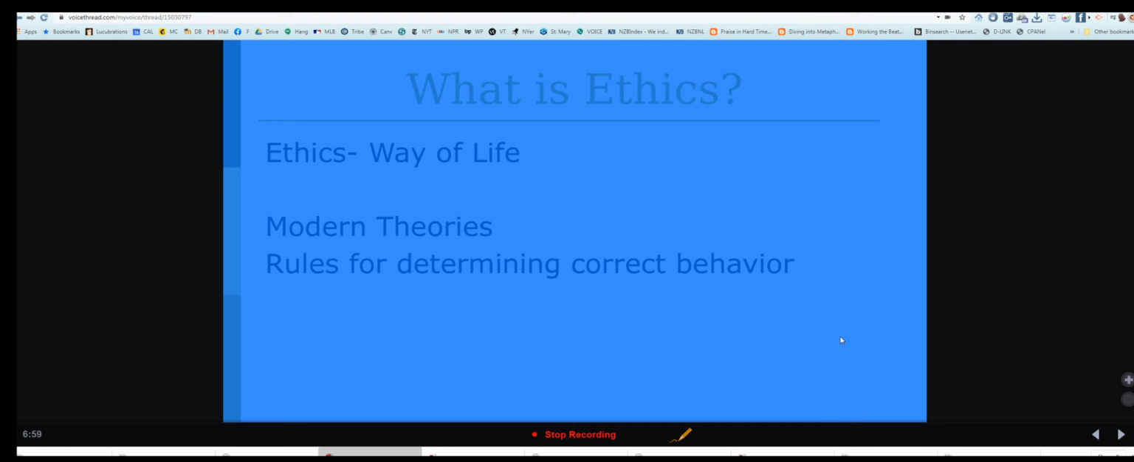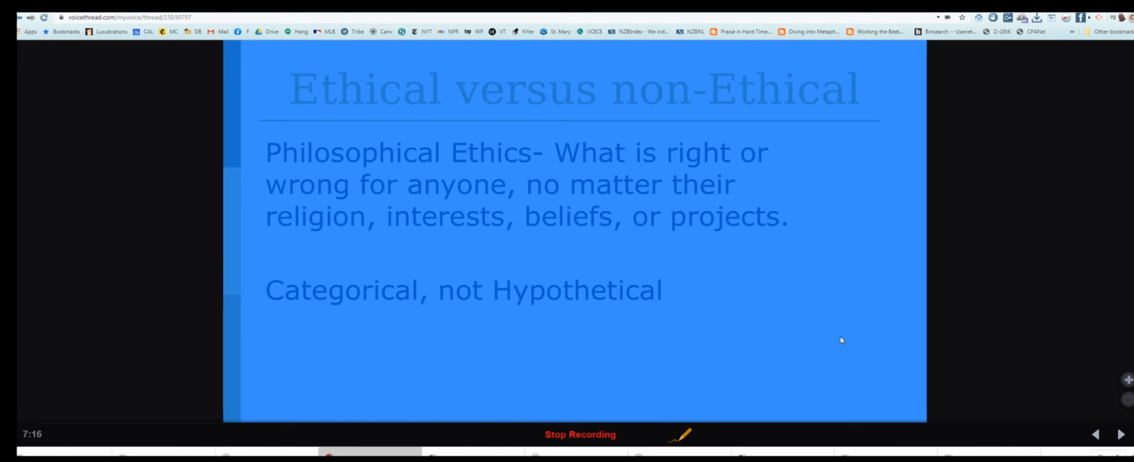Whereas modern theories, like the four moral theories we'll look at, are more like rational procedures for determining correct behavior by following certain rules or tests for whether something is moral or immoral. So one of the first things we have to do in a core philosophical course on ethics is clarify our thinking. Oftentimes our thought on any matter is affected by all kinds of irrelevant considerations that are associated with it, but which are not properly part of the subject matter. So the first thing we have to do is distinguish between what is ethical in the philosophical sense versus what's non-ethical. And the basic distinction is that philosophical ethics aims at determining what is right or wrong for anyone, objectively and universally, no matter what their religion, their interests, their beliefs, or projects.